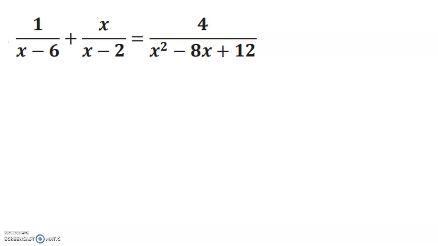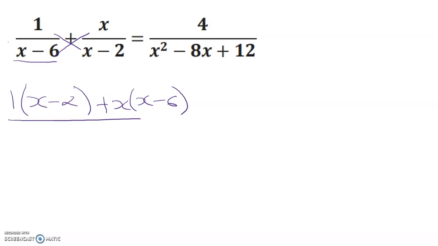We have a rational equation that wants us to solve for x. First, I'm going to add this left-hand side, and to do that, I need to make the denominators the same. As you can see, this left-hand side doesn't have x minus 2, so I'm going to multiply it by x minus 2. I'm going to multiply the other side by x minus 6. And that leaves me with x minus 6, x minus 2 as the denominator.